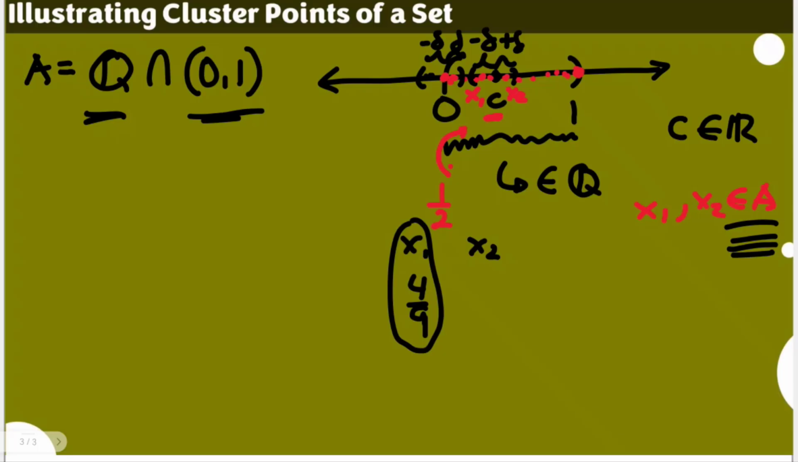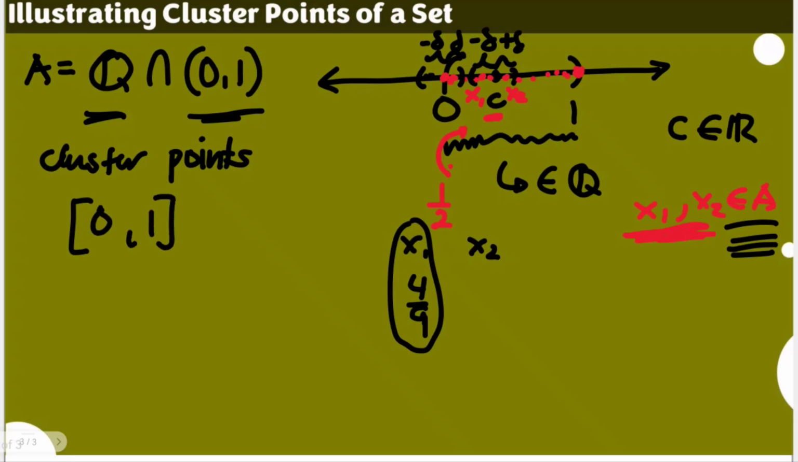Even if 0 and 1 are not elements of A, cluster points may or may not be elements of A, as long as the points that are considered to identify cluster points are elements of the set A. In this case, the cluster points for this set are the closed interval 0 and 1. So that's the rest of the cluster points. And of course, we know that the set of rational numbers is dense, so there are infinitely many items there. Okay, let's proceed to the next example.